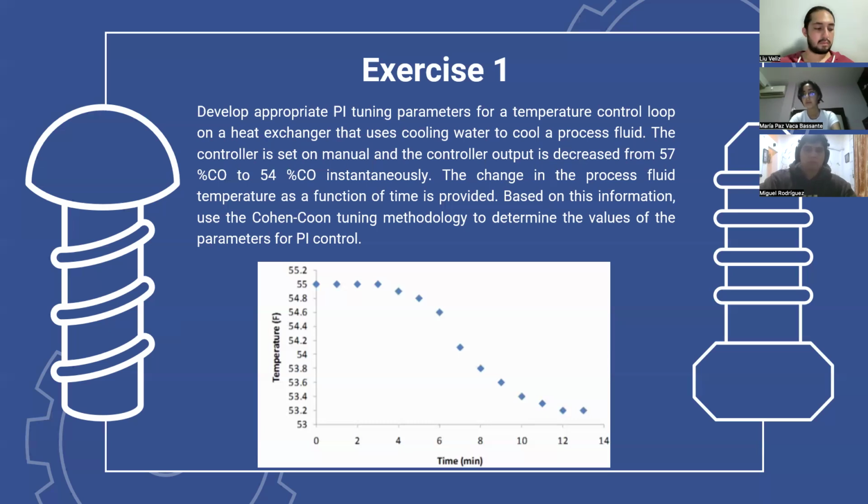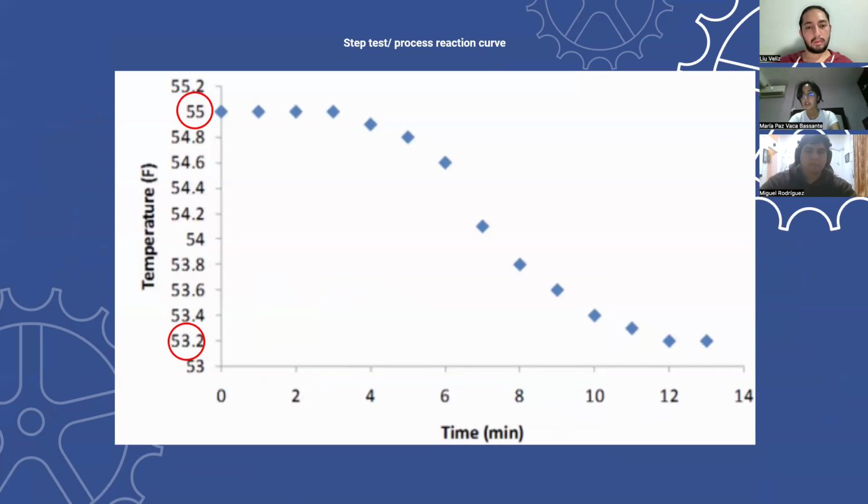The primary purpose of the open-loop testing is to derive a transfer function that represents the combined behavior of the valve, sensor, and process. For the Cohen-Coon method, this transfer function must take the form of the first-order plus dead time FOPDT model. The step input in the test data allows us to use what is called the process reaction curve method, or the step test method. To find the FOPDT parameters, we follow these steps.